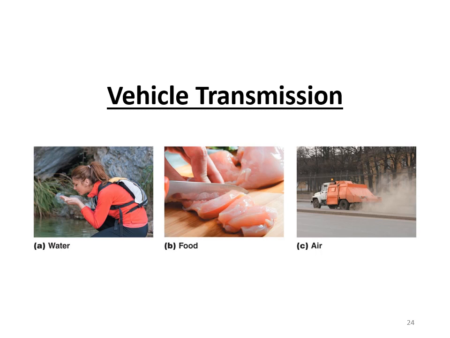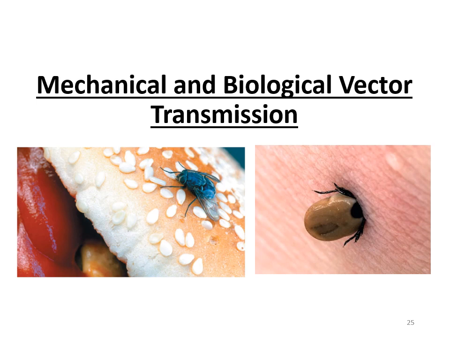Vehicle transmission, we have the examples of water, food, air, and also you may want to remind yourself fomites, okay, F-O-M-I-T-E, which are the inanimate objects such as a cell phone or a doorknob handle. Then we have mechanical and biological vector transmission. Again, the fly on food, that would be mechanical, whereas biting into your skin, that would be biological.